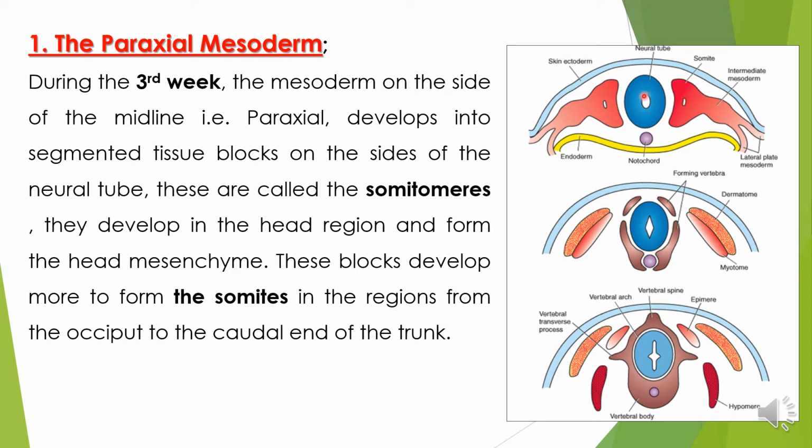This is the neural tube. This tissue is called the somitomeres. The somitomeres develop in the head region and form the head mesenchyme. This block develops further to form the somites, in the regions from the occipital to the caudal end of the trunk. This is the somite.